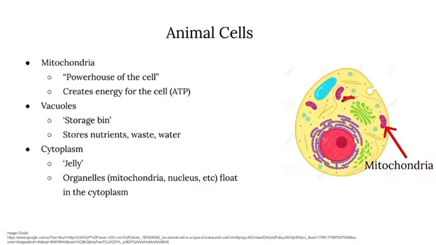Vacuoles. You can think of the vacuole as a storage bin. The vacuole stores things like nutrients, waste, and water inside the cell.